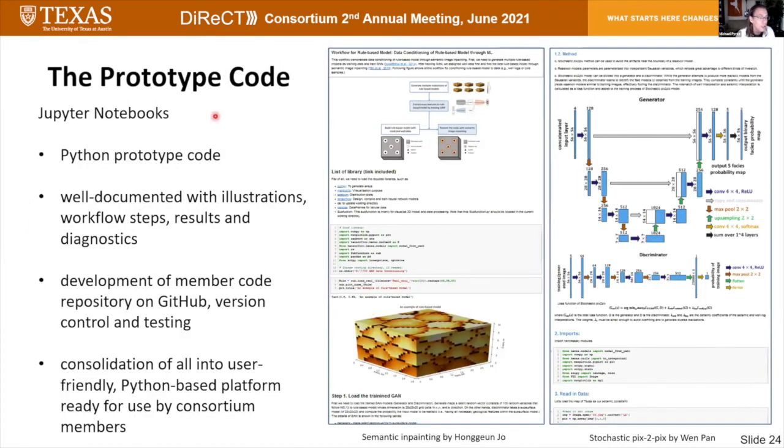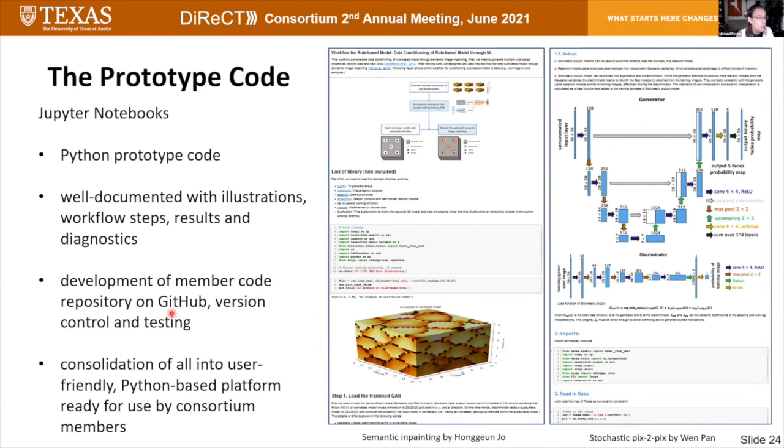The prototype code, as I mentioned, is in Jupyter notebooks, well documented. I mean that. We have every step explained. The code is readable for the most part. We have lots of illustrations, good figures. These workflows should be very helpful for you to be able to get started, to try the research out on your own data. We've really worked hard at doing that.